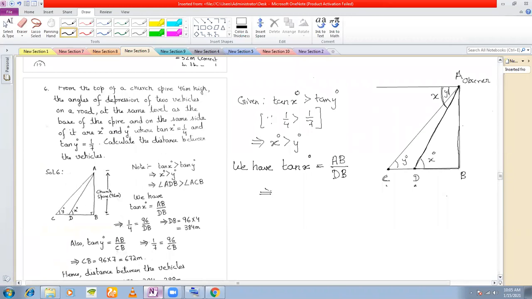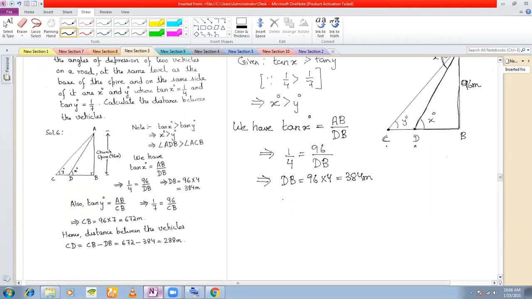And what is the value of tan x degree given? It is given to be 1/4. And what is the height of this church spire given? It is given to be 46 meters. Okay, 46 or 96? Why 96? It's given 96. This is 96 divided by DB. So now we can find out the length of DB from here. We cross multiply, we get DB is equal to 96 into 4, which is 384 meters. So we've got this length.